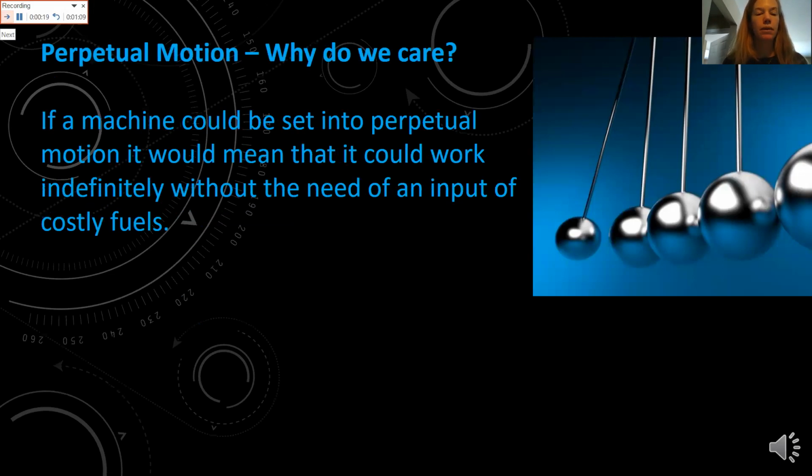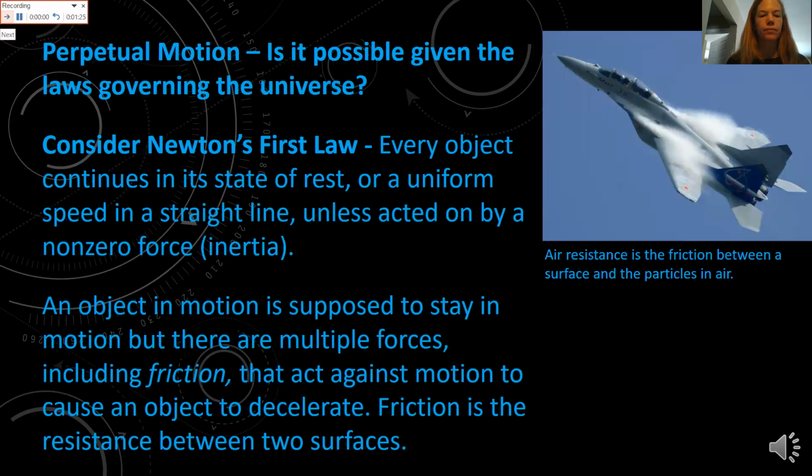This would mean that we could get to work without the need for gas. We could heat our homes without electricity or natural gas. Much of the pollution in the air and the gases that contribute to global warming would no longer be produced. In the coming slides, we are going to try to analyze the laws governing the universe in order to see if perpetual motion could be possible given these laws.